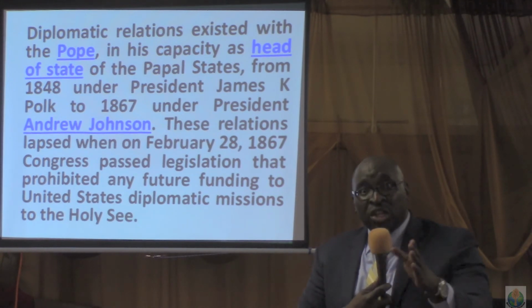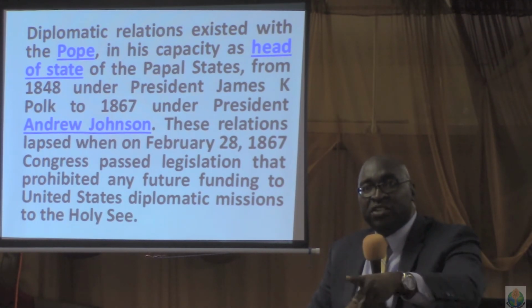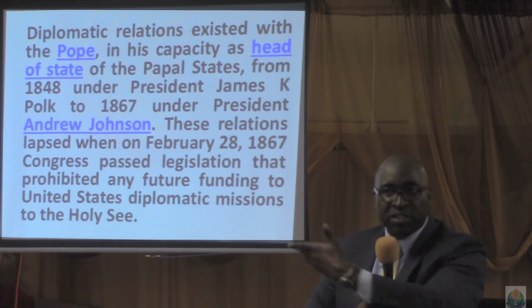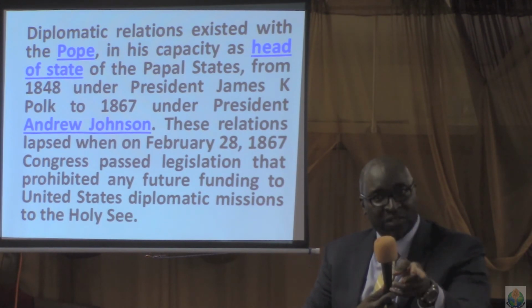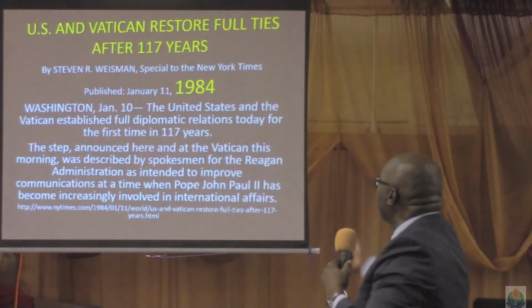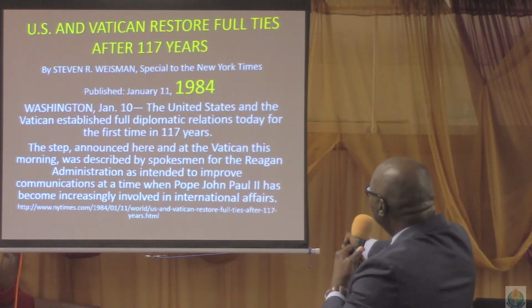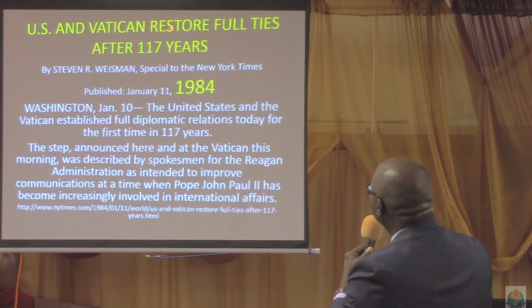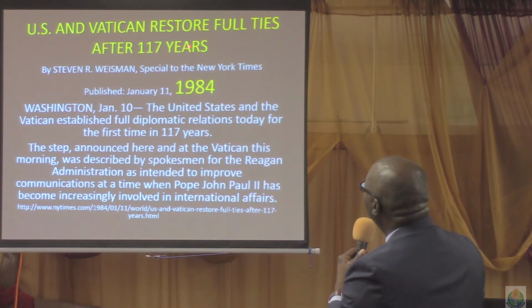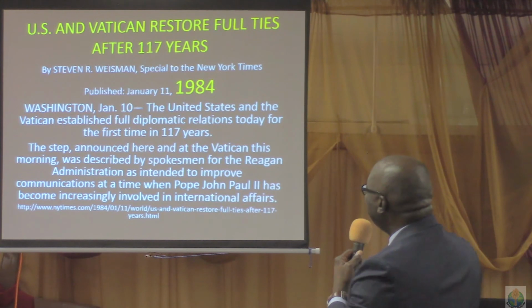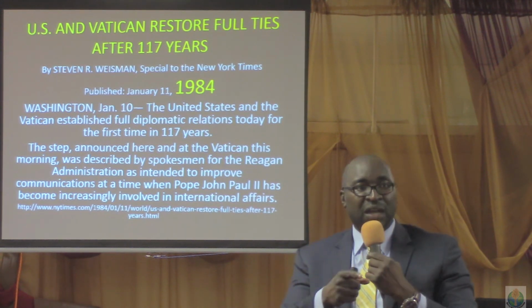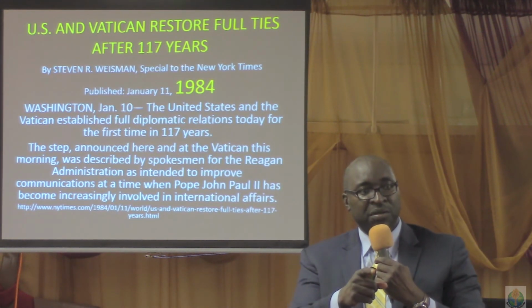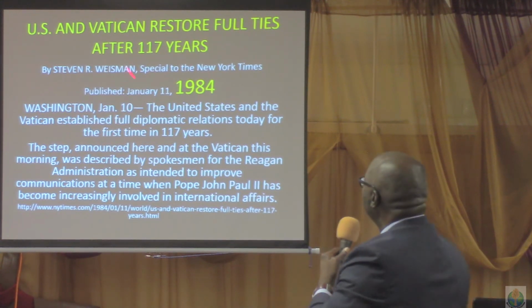We're clear on that. So 1867 coming forward, was there a church-state relationship between the papacy and the US? No, we just learned that. So from 1867 coming forward, there was no church relationship between the US and the papacy. However, I'm reading from this article here, "US and Vatican restore full ties after 117 years," published January 11th, 1984. So 117 years after 1867, something occurred. What did occur? Here it is.